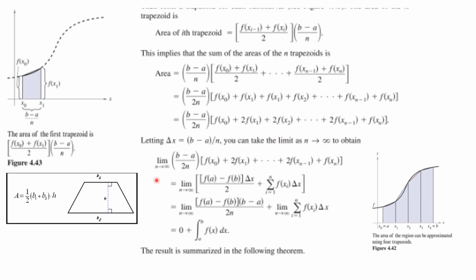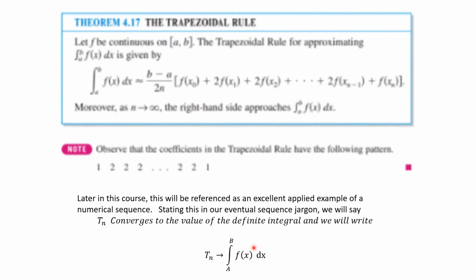If we take the limit as n goes to infinity, we see definitely this does converge to the definite integral. So if I pick n big enough, I'm close enough to the answer that I want. And so the result is summarized in the following theorem, called the trapezoidal rule. If f is continuous on [a, b], the trapezoidal rule for approximating the integral from a to b of f of x dx is given by (b minus a) all over 2n, and then I have this sum where I have a 1 as the coefficient here, a 1 as the coefficient here, but I have 2 everywhere else.